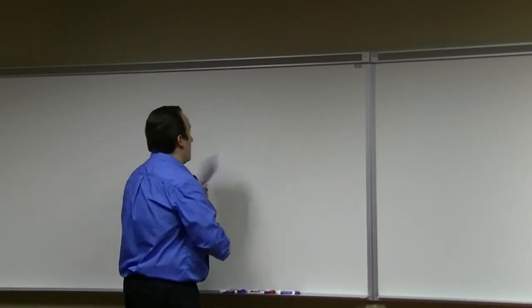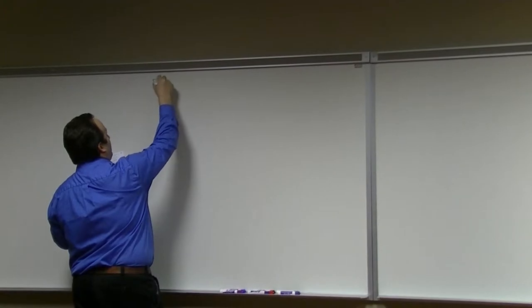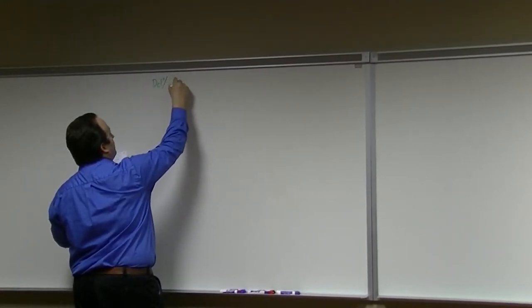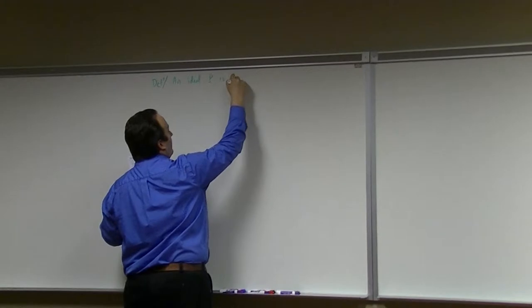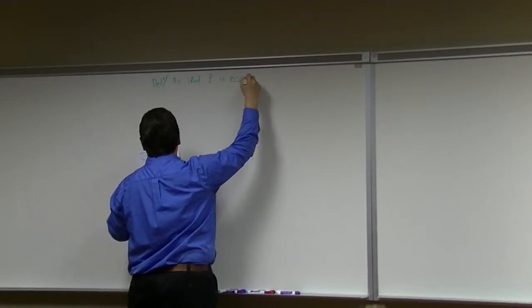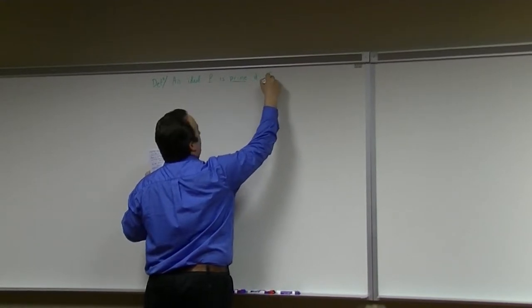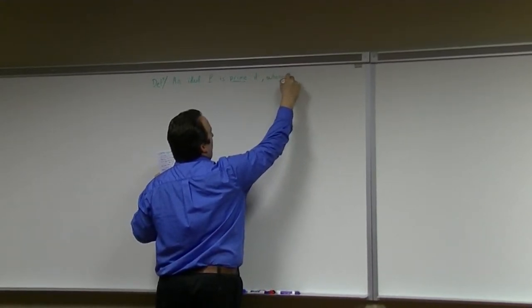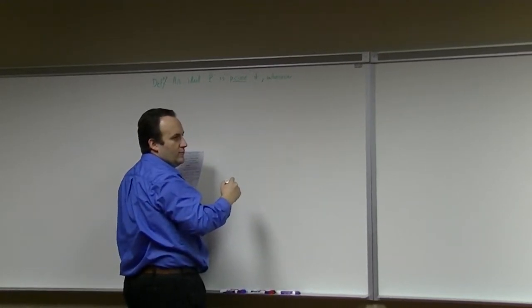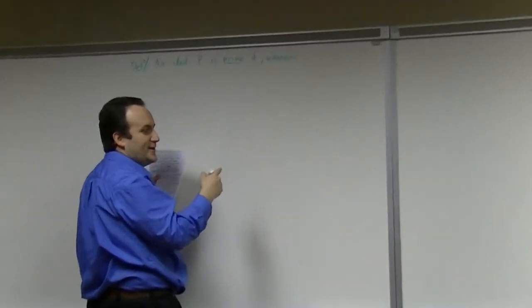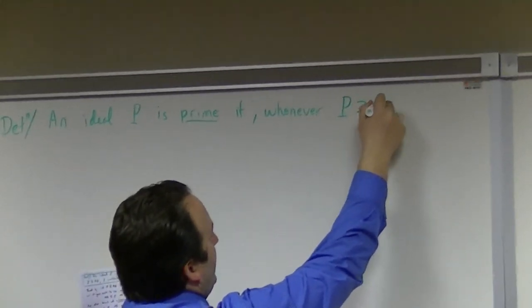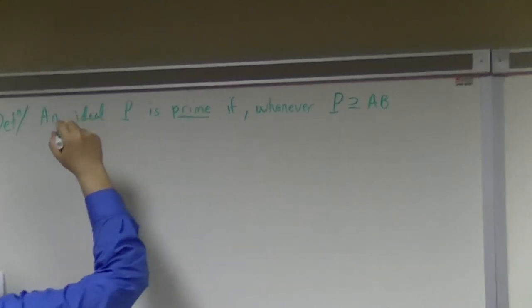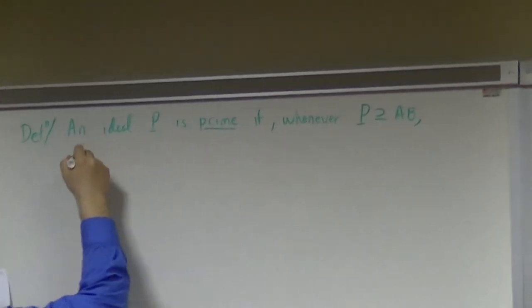And the thing is, in order to make this definition, we actually needed the product. So here it is. Let's say big P, an ideal, is prime if, whenever P contains the product ideal AB, P contains A or P contains B.